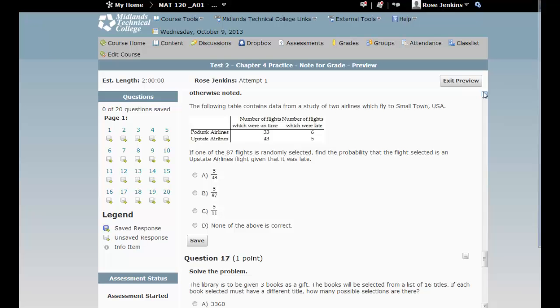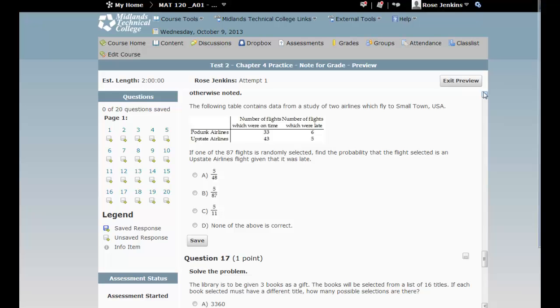All right, the following table contains data from a study of 2 airlines which fly to small town USA. If one of the 87 flights is randomly selected, find the probability that the flight selected is an upstate airlines flight given that it was late.